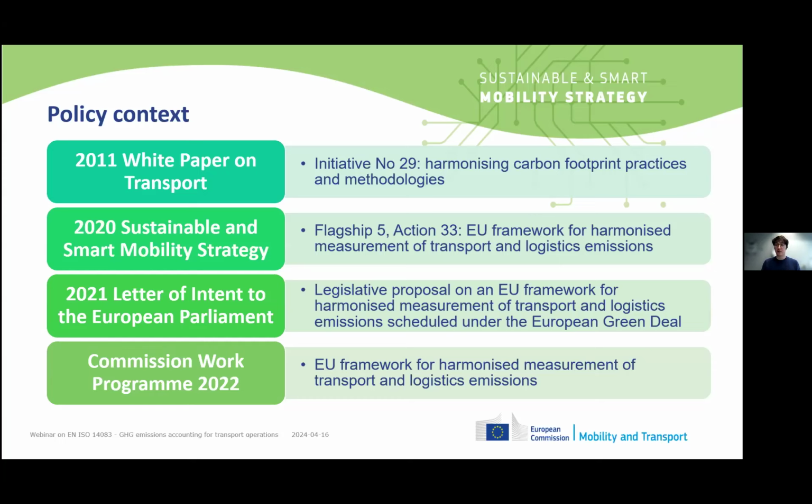Then we provided a letter of intent to the European Parliament, explained in section 33 as a legislative proposal, as a regulation, on a new framework for harmonized measurement of transport and logistics emissions, to support the reaching of the objective of the European Green Deal. Then in the European Commission Work Programme 2022, which is the document where the most important initiatives in the year to come are published, there was the EU framework for harmonized measurement of transport and logistics emissions. So this was the objective in the 2 years to come, to adopt this regulation. Next slide, please.